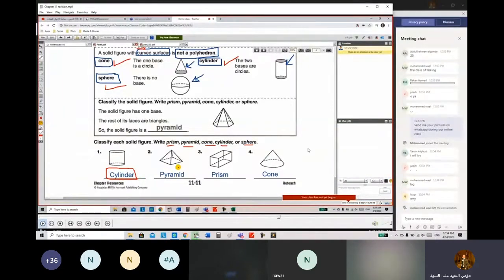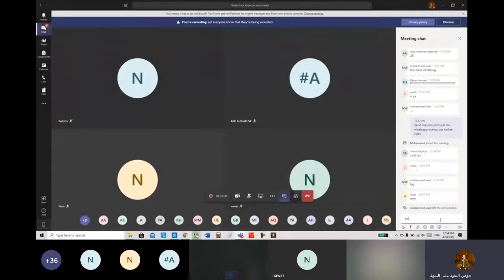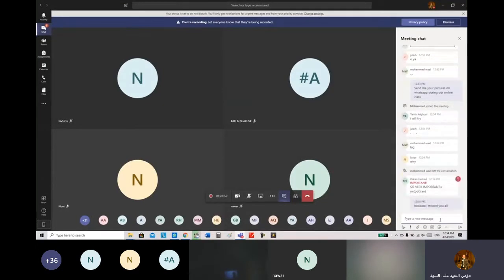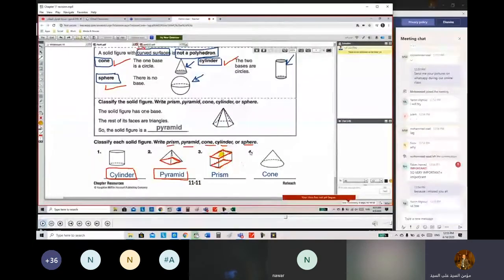We have here a pyramid because we have only one base and all lateral faces are triangles. If we have only one base, it will be a pyramid. The next one, we have two bases in this figure. There's the first base and there's the second base. Like your room, we have a floor and a ceiling, so it will be a prism.